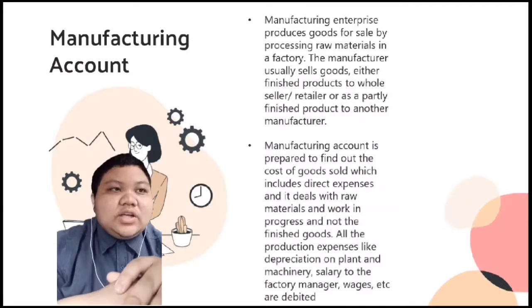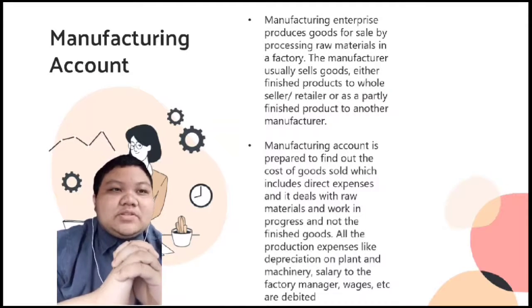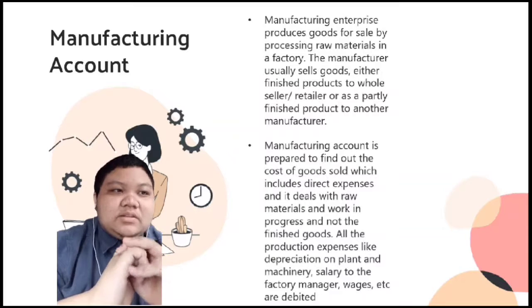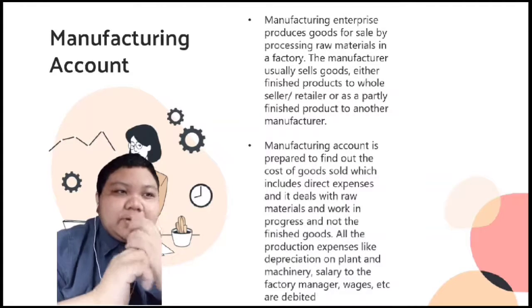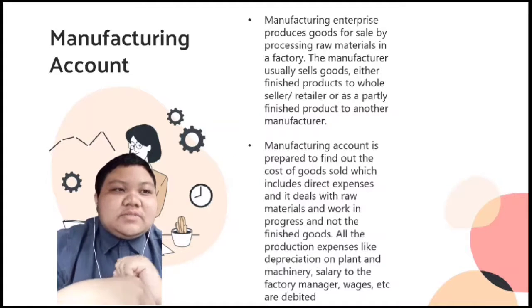Introduction. Our presentation is about manufacturing account. A manufacturing account is for an enterprise that produces goods for sale by processing raw material in a factory. The manufacturer usually sells goods, either finished product to a wholesaler or retailer, or as a part-finished product to another manufacturer. Manufacturing account is prepared to find out the cost of goods sold, which includes direct expenses, and it deals with raw materials and work in progress, and not the finished goods.